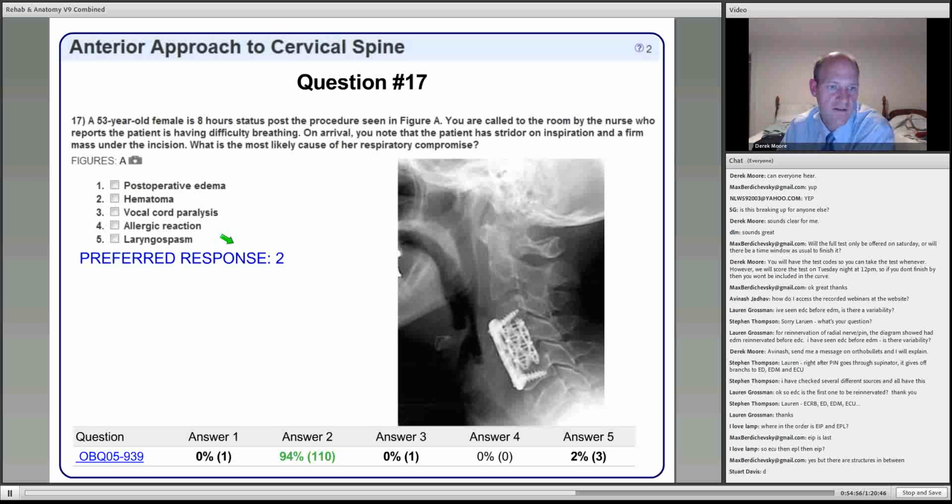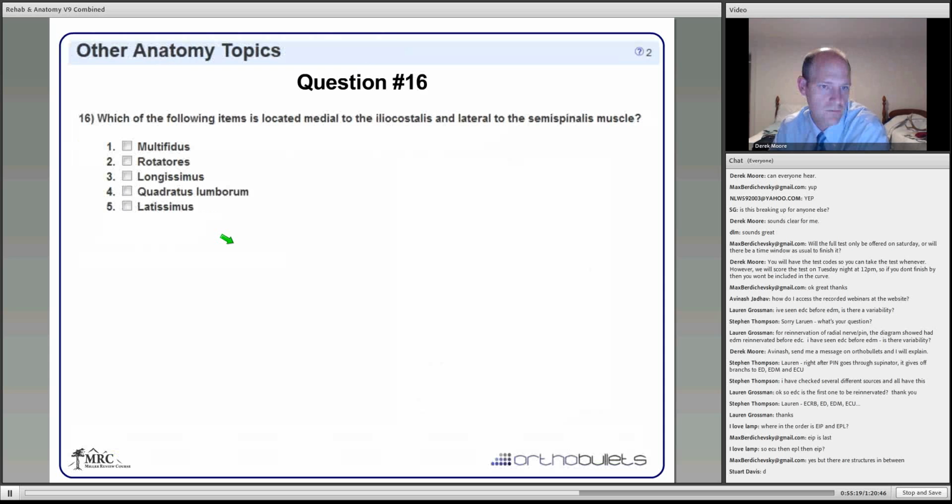So going back to the question, again, you had a 53-year-old female who has 8 hours status post-corpectomy. She has respiratory compromise and stridor. On exam, here you have the key word. She has a firm mass under the incision, and this is really what you want to look for. What is the most likely cause? And because she has that firm mass, you're thinking hematoma, which is answer 2. 94% of you got that right, so good job.